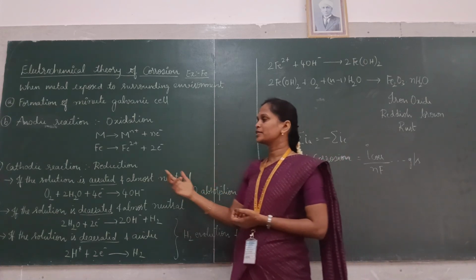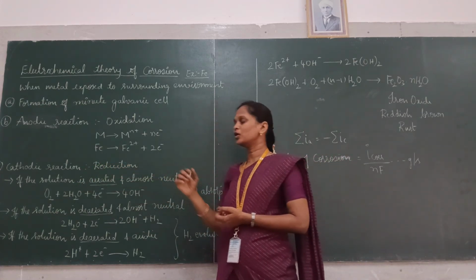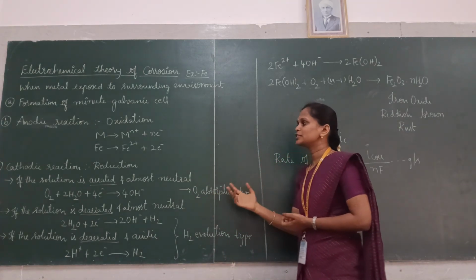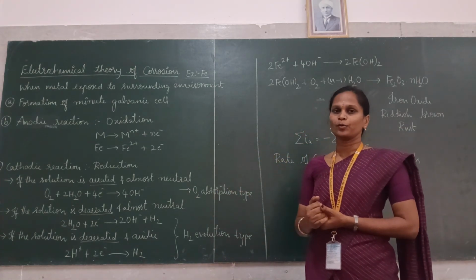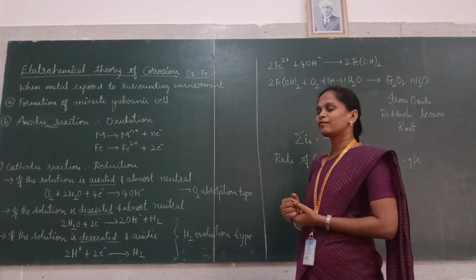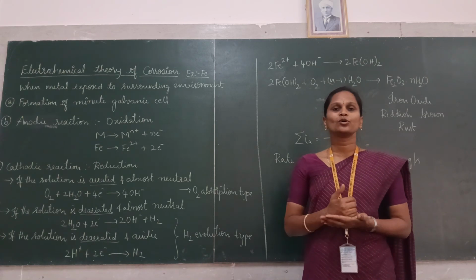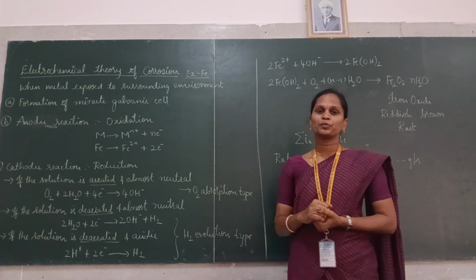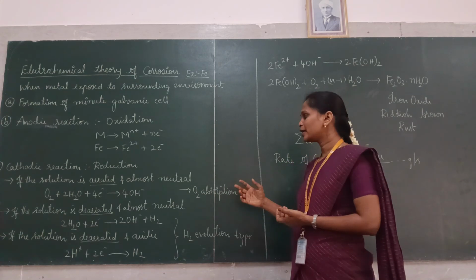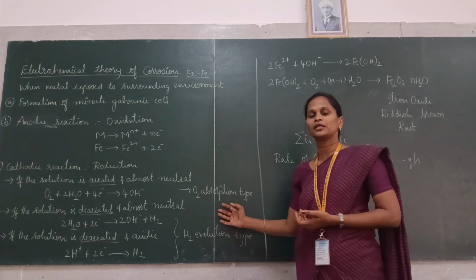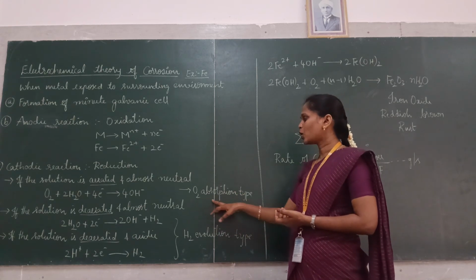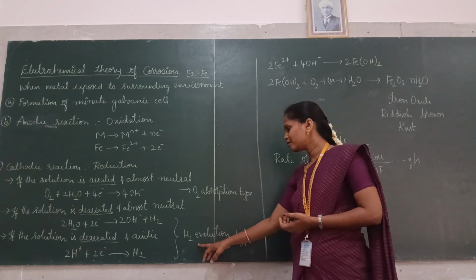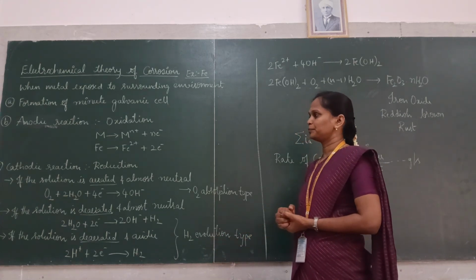Afterwards the next step is the cathodic reaction, or reduction reaction. This is based on the surrounding environment. Depending on the surrounding environment, what possible conditions are present, the reduction process takes place accordingly. Here I explain two types of possible cathodic reaction: one is the oxygen absorption type, and the other is the hydrogen evolution type.